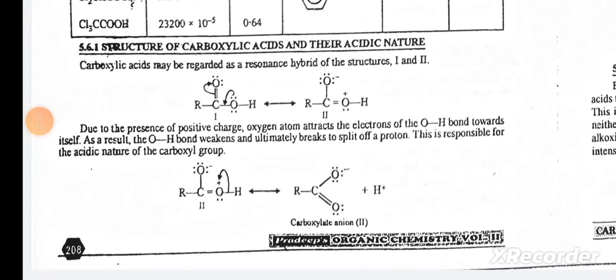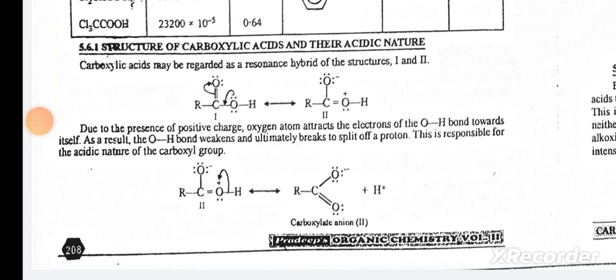Structure of carboxylic acids and their acidic nature. Carboxylic acids may be regarded as a resonance hybrid of structures 1 and 2 due to the presence of a positive charge. The oxygen atom attracts the electrons of the O-H bond towards itself. As a result, the O-H bond weakens and ultimately breaks to split off a proton. This is responsible for the acidic nature of the carboxyl group.